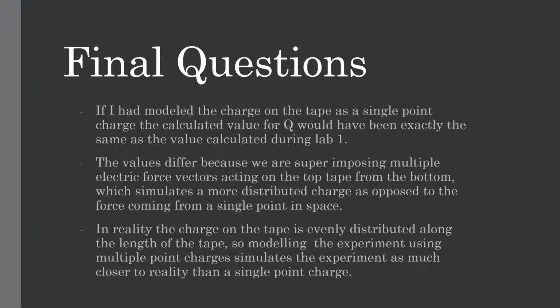If I had modeled the charge on the tape as a single point charge, the calculated value for Q would have been exactly the same as the value calculated during Lab 1. The values found in each of the labs differ because we are superimposing multiple electric force vectors acting on the top tape from the bottom, which simulates a more distributed charge as opposed to the force coming from a single point in space. In reality, the charge on the top tape is evenly distributed along the length of the tape, so modeling the experiment using multiple point charges simulates the experiment as a much closer version of reality than a single point charge.